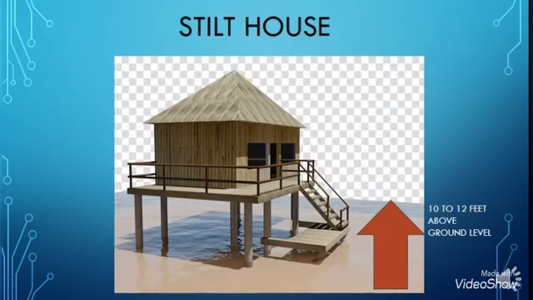The next type of house that we are going to study, children, is the stilt house. Stilt houses are found in areas where floods are very common, for example, Assam, Meghalaya, etc. They are built on high bamboo poles, about 10 to 12 feet above ground level. The water drains easily through the stilts without damaging the house. A stilt house has a ladder to climb up, as you can see in the picture. It is removed and kept inside the house at night for safety from thieves and animals.